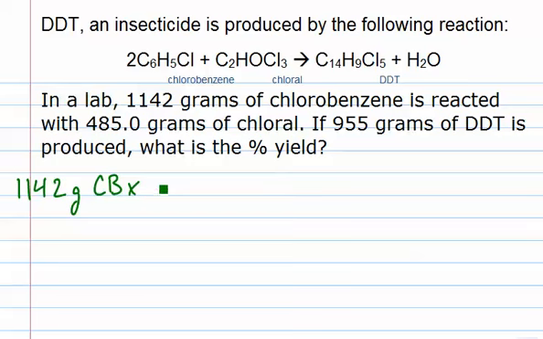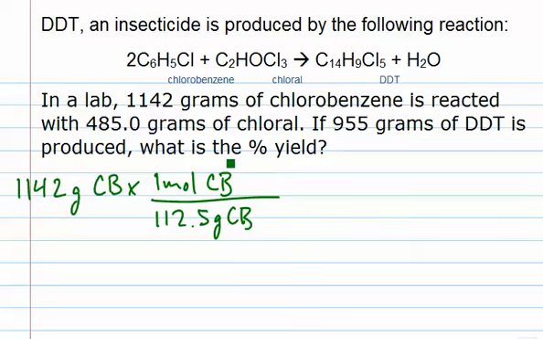And we're going to convert this to moles of chlorobenzene. So we need to calculate the mass of 1 mole, or the molar mass. So we're going to take the usual strategy, 6 carbons, 5 hydrogens, and 1 chlorine, and that will give us a molar mass of 112.5 grams. So we've converted grams of our starting material to moles of our starting material. Now we're going to convert that to moles of DDT, and finally to grams of DDT.